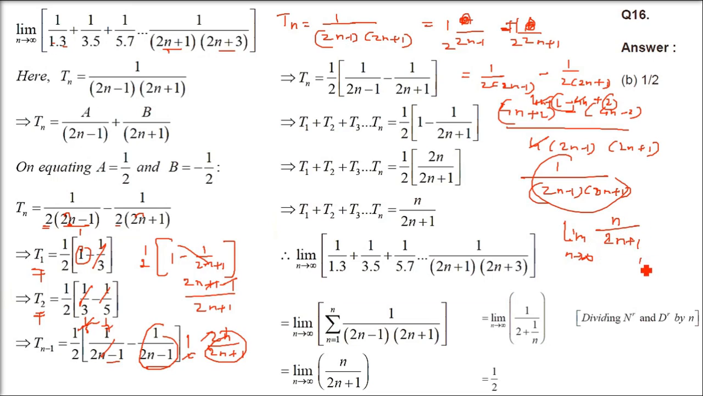And what you see here, just divide numerator and denominator by n: n by n is 1, and 2n by n plus 1 by n is 2 plus 1 by n. Now apply the limit. Because n is infinity, 1 by n equals 0, so 1 by 2 is going to come. Let me tell you again, in the partial fraction, this is not 2n plus 1, 2n plus 3, it is 2n minus 1 and 2n plus 1.